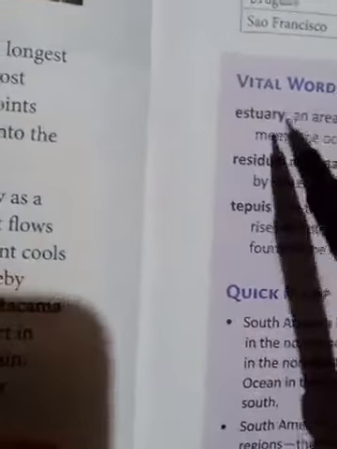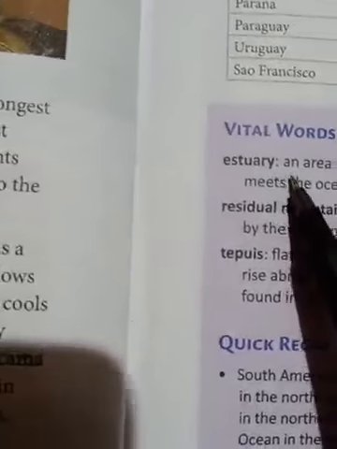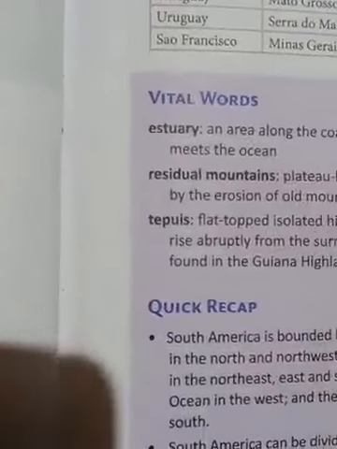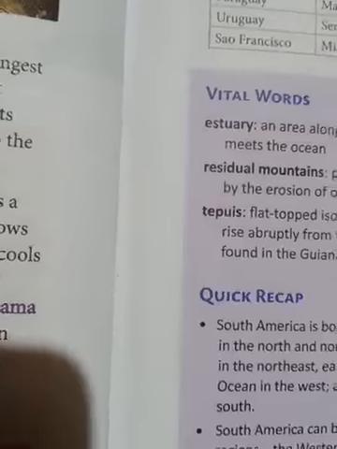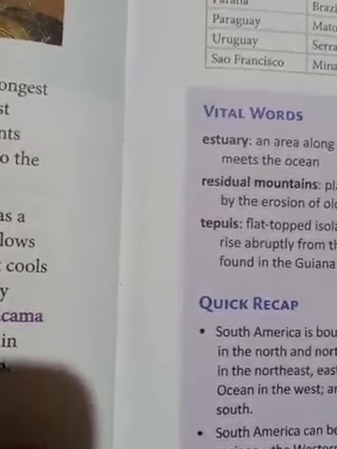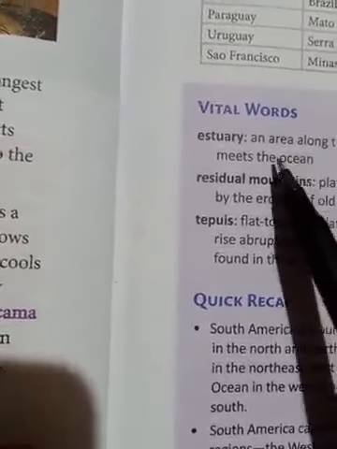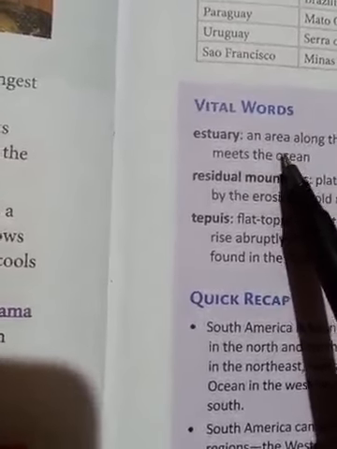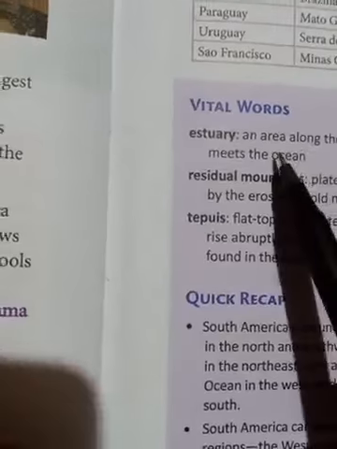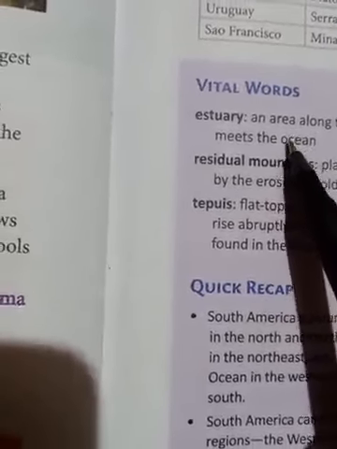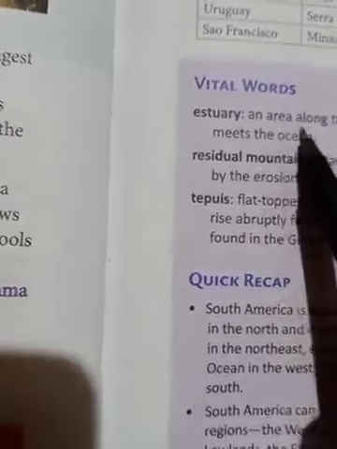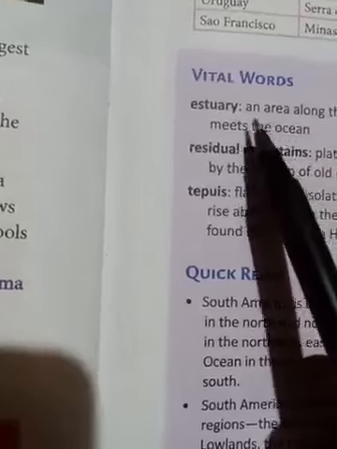And after that, here are the vital words in this chapter. Estuary. What is an estuary? An area along the coastline where a river meets the ocean is called an estuary. The river is meeting the sea or ocean directly, and on both sides of the river they are making the estuary.